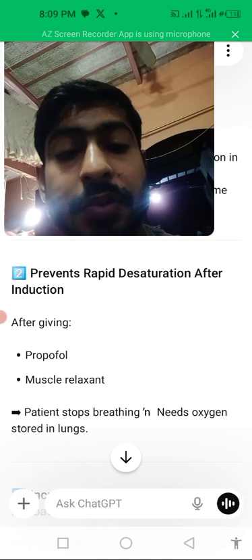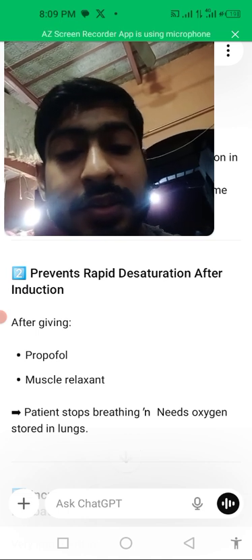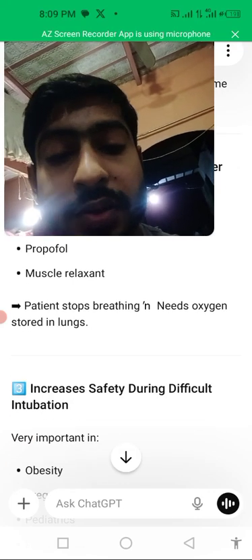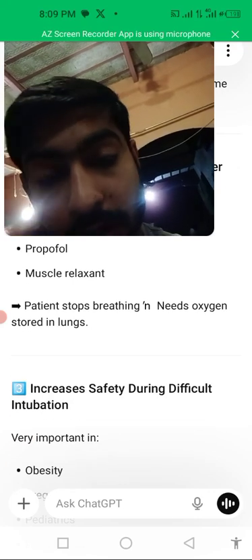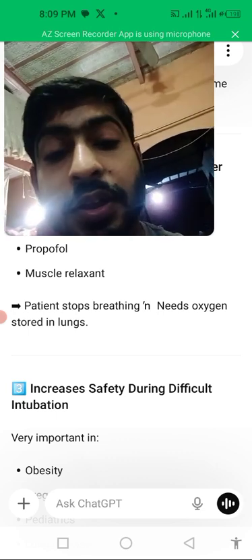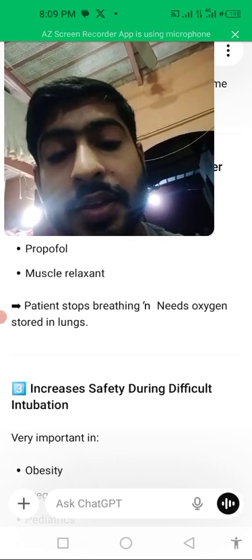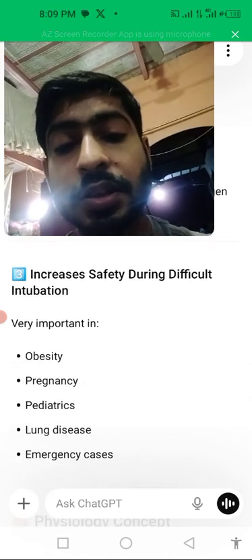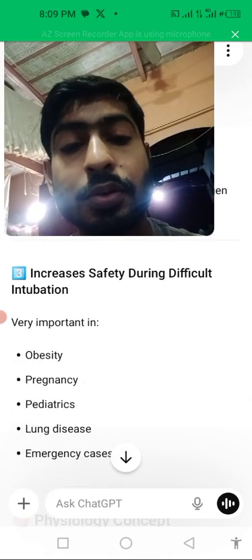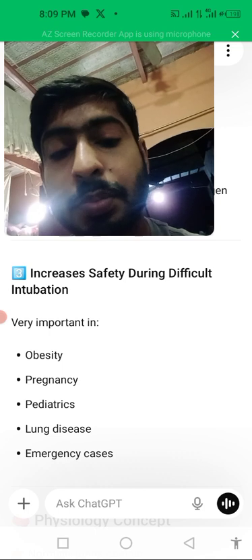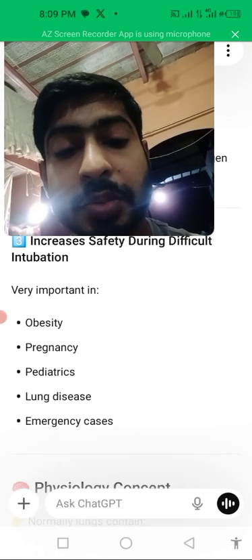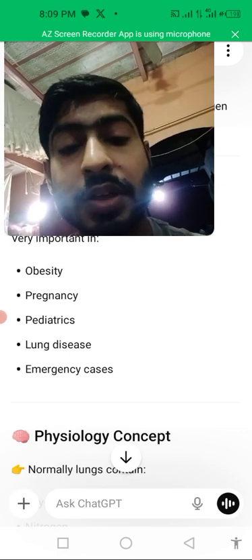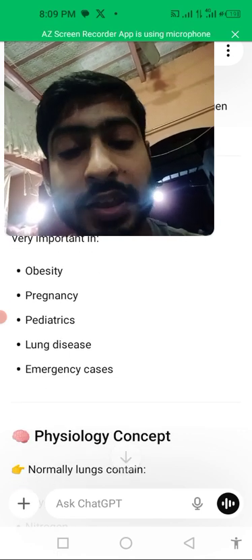And after giving muscle relaxants, we have to pre-oxygenate the patient, and we have to create denitrogenation and oxygenation of the lung, and increase functional residual capacity with total oxygen, replacing nitrogen with oxygen. It is very important to pre-oxygenate obese patients, pregnant patients, pediatrics, and patients having lung disease like COPD and asthma, and emergency cases. We have to pre-oxygenate in emergency cases as well.